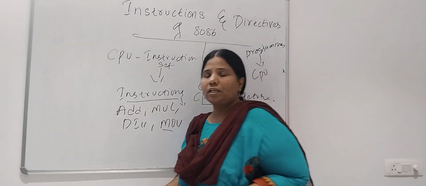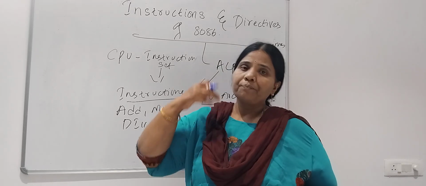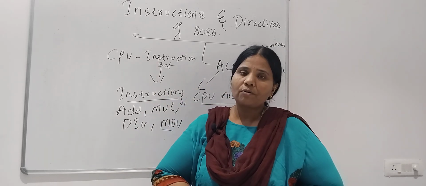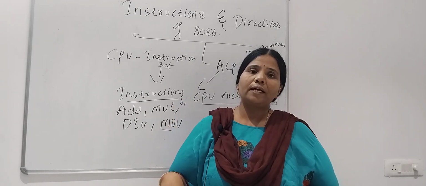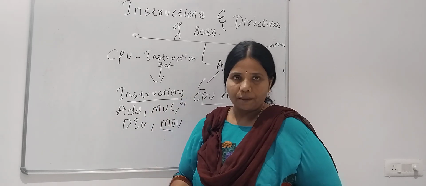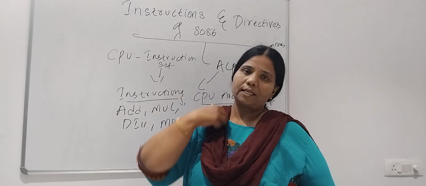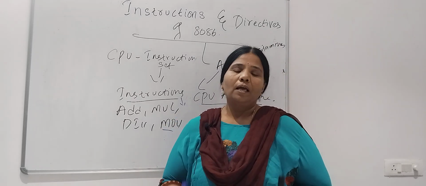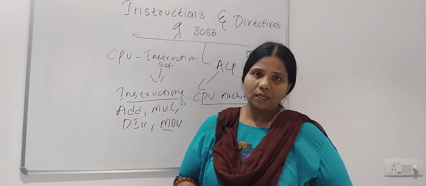For every processor there is going to be a number of instructions. If a CPU has a smaller number of instructions, it is called a reduced instruction set computer, or RISC processor. If a CPU has a larger number of instructions, it is called CISC, that is nothing but complex instruction set computer.